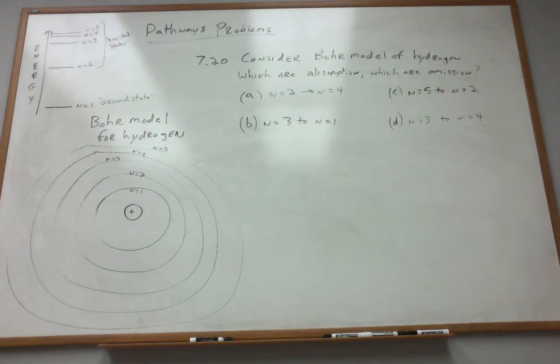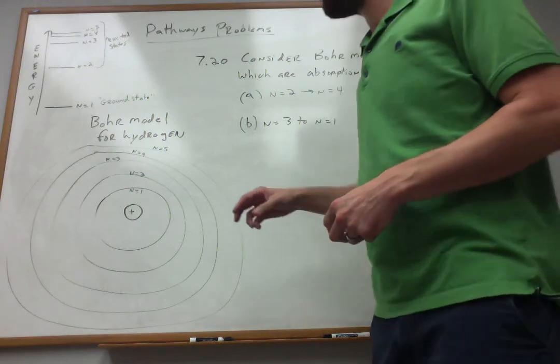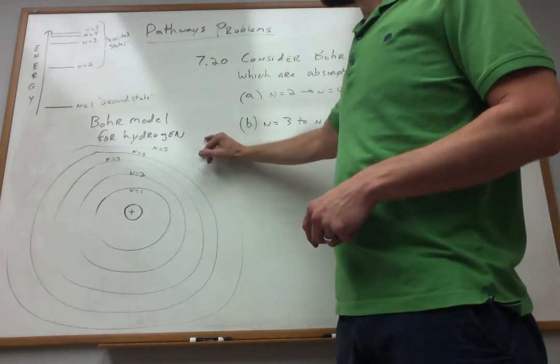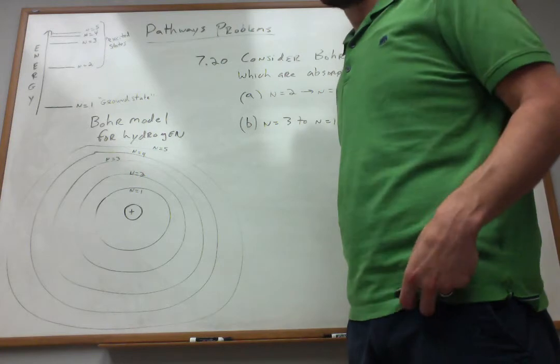All right, let's consider problem 7.20, which asks us, considering the Bohr model of the hydrogen atom, which of these transitions are considered to be absorption and which are emission? So let's talk about what we mean by the word transition and this Bohr model for hydrogen. Hopefully you've read the book or been in lecture and heard this story about how Bohr came up with the model for how the hydrogen atom works. It's kind of a solar system model of sorts.